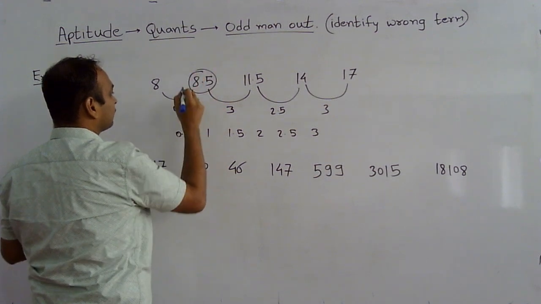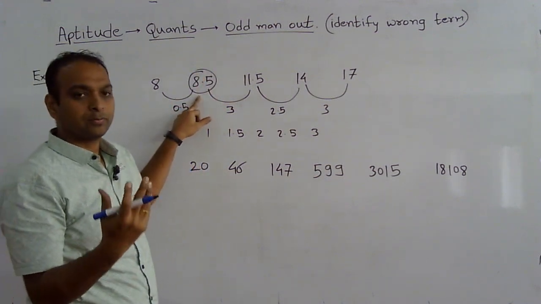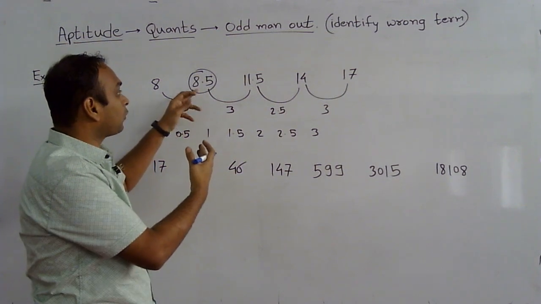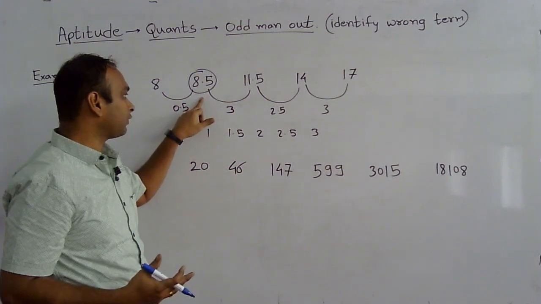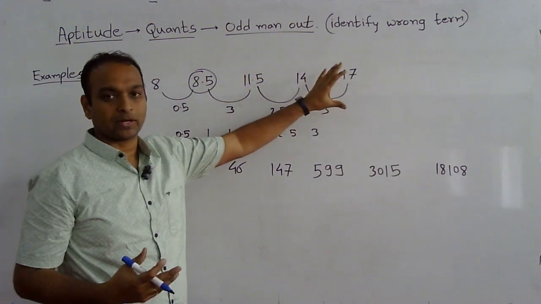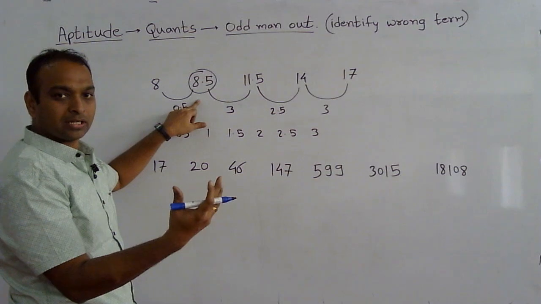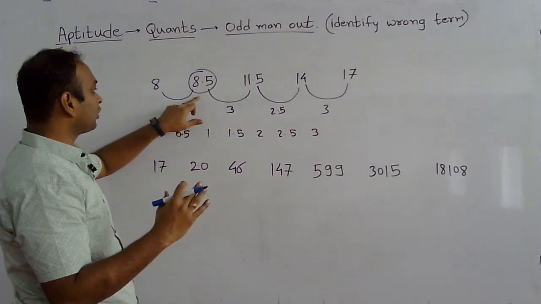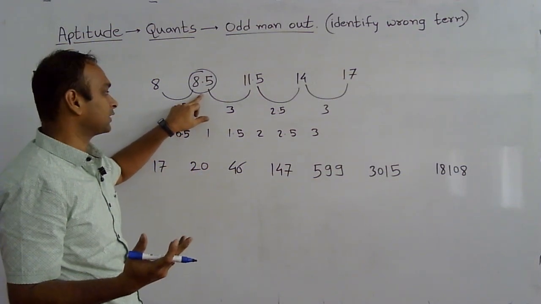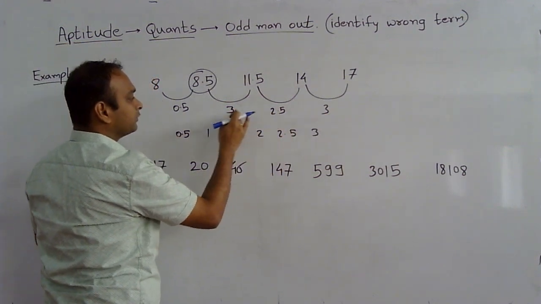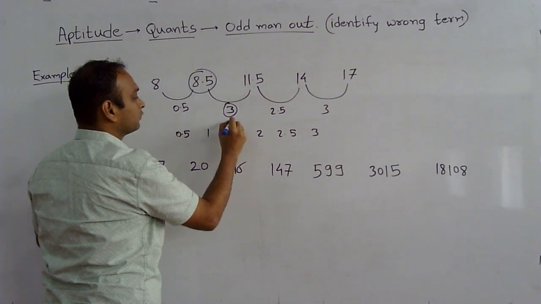Let's check for this number first, 8.5. So instead of 8.5, let's say if this is our answer, this is the odd term, then what should be there in place of 8.5 to make this series perfect? So let's think about it. If we are right, then only we can say that this is our perfect answer. Okay. Now to maintain the series 3, 2.5, here the difference should be 2 instead of 3.